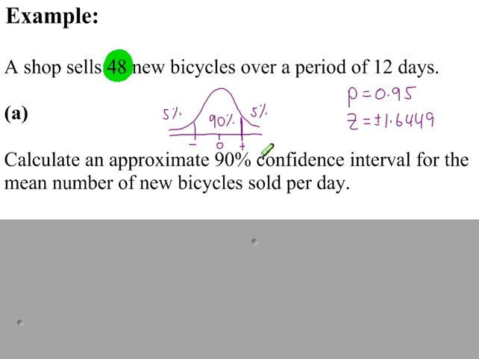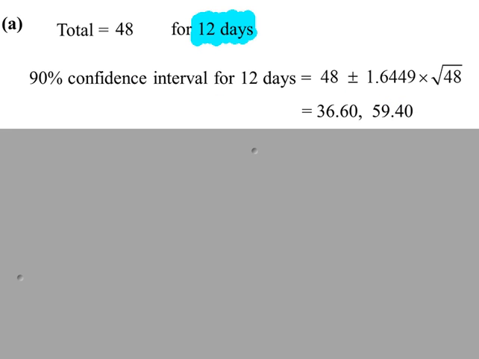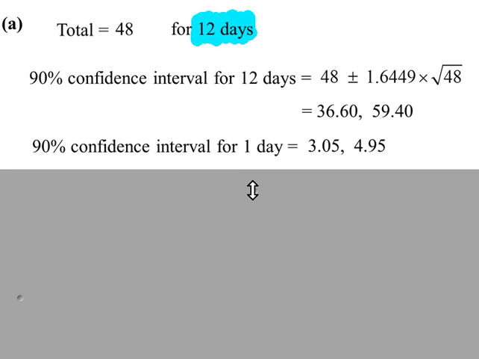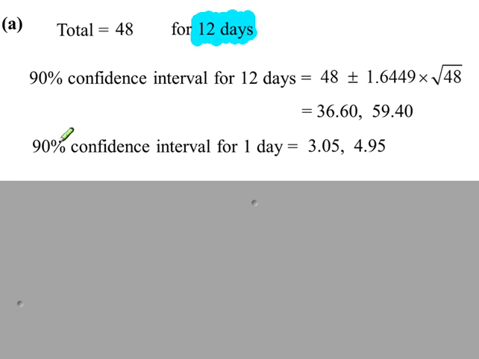In the question, we're looking for a 90% confidence interval for the mean number of bicycles sold per day for 1 day. So now we need to make some adjustments. So this is for 12 days. For 1 day we need to divide both of these values by 12. So this is the 90% confidence interval for 1 day.